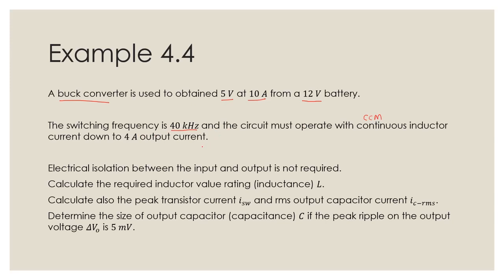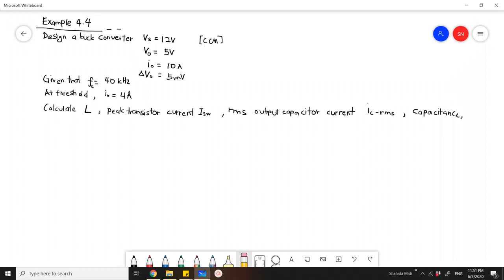Here the inductor current will go down to 4 ampere for the output current, and this will be I naught at threshold. We don't need any isolation, so we want the inductance, the peak transistor current, the RMS of the capacitor current, and also the capacitance. It is also given that the peak ripple of the output voltage is 5 millivolts. So here's the blank slide for example 4.4.